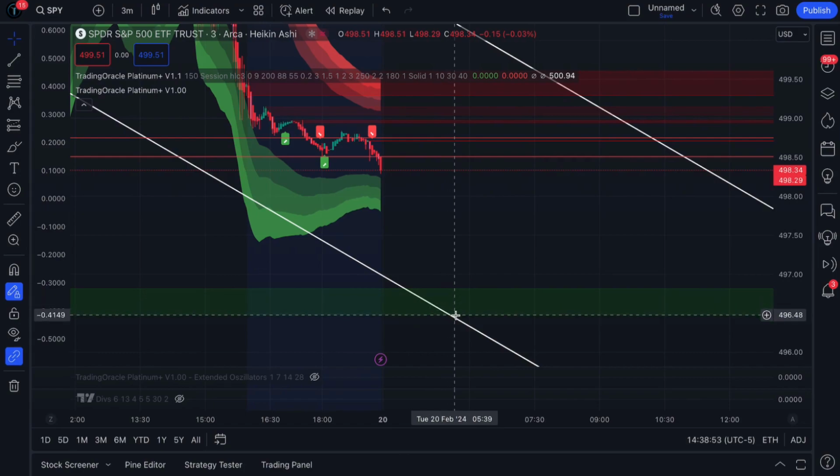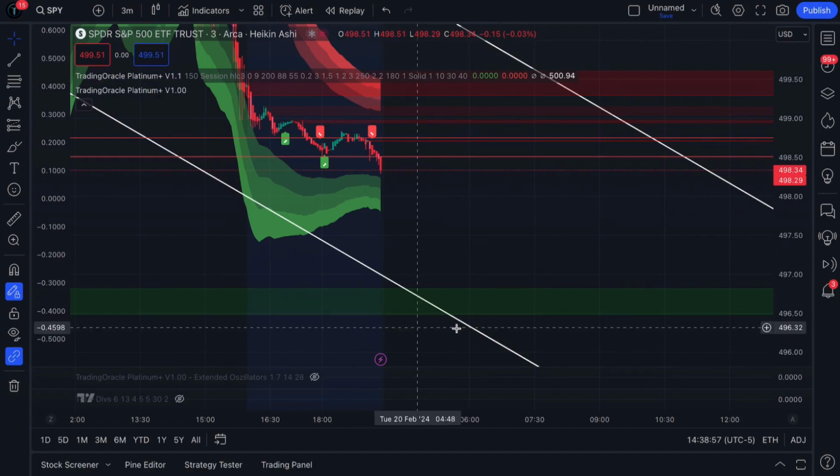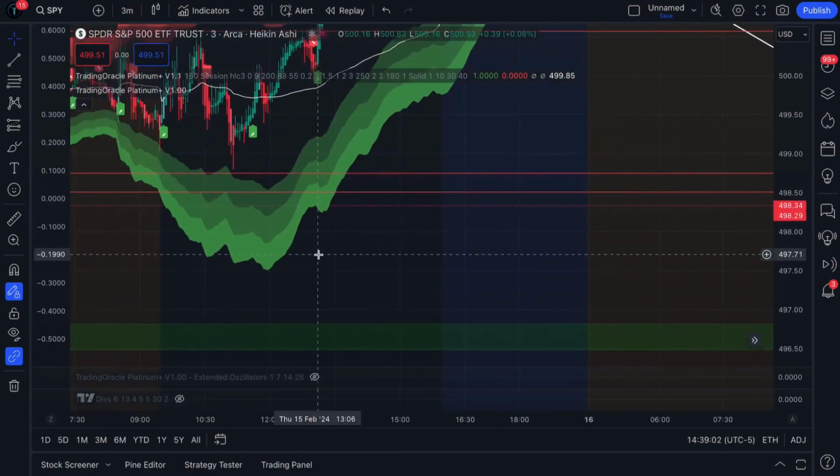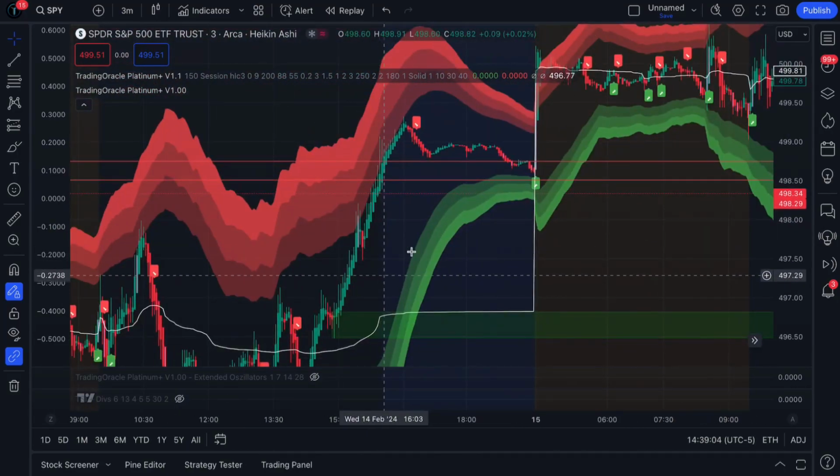So pretty much the bottom of this is going to be 496.47. Just watch this area and see what happens if you're not a Platinum Plus member, because obviously if you are, you'll have all these anyway.